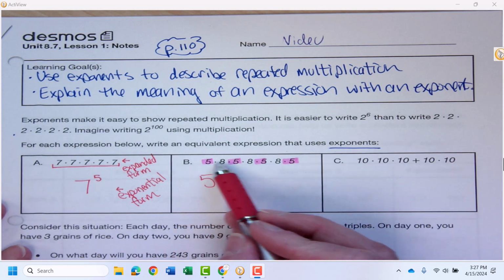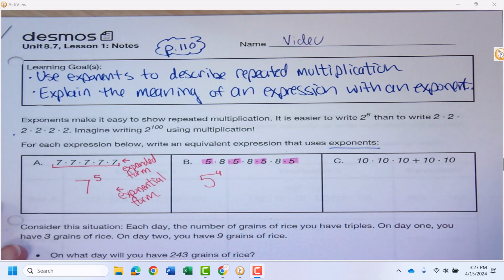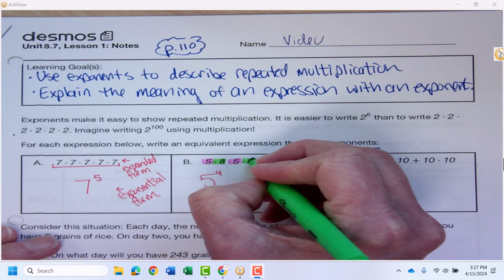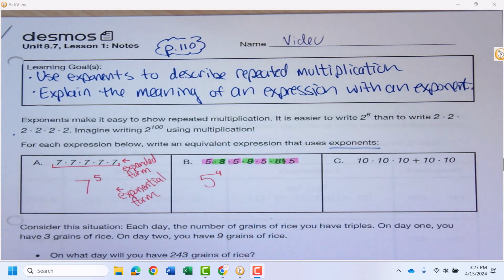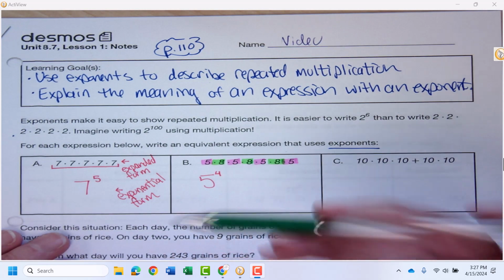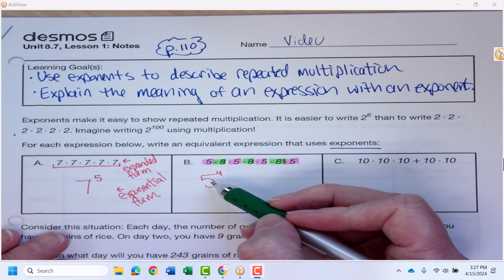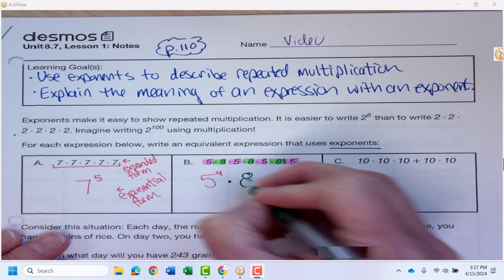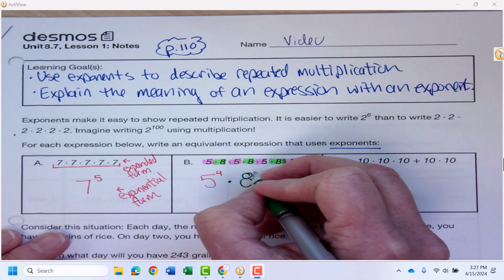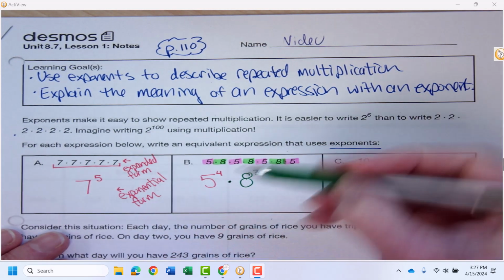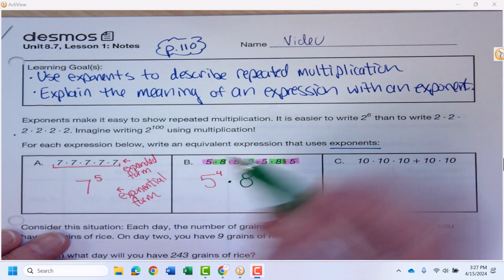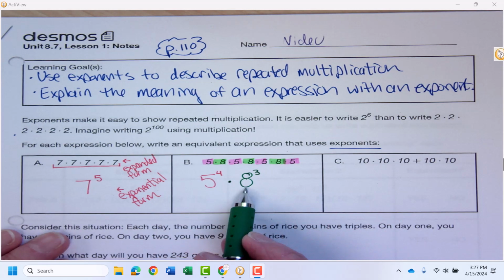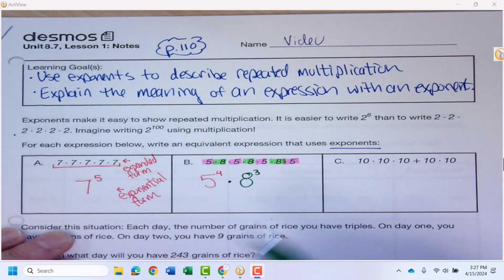And because this is all multiplication, I can multiply that to what I see in this other repeated factor. So this really means 5 times 5 times 5 times 5 times 8's repeated 1, 2, 3 times. So these mean the same thing. 5 appears as a factor 4 times, 8 appears as a factor 3 times. This is just a nice shorthand way of showing it.